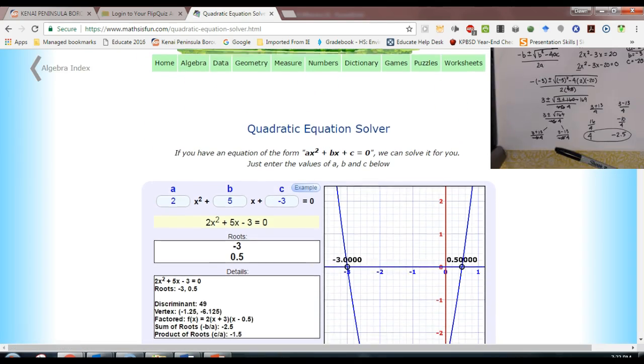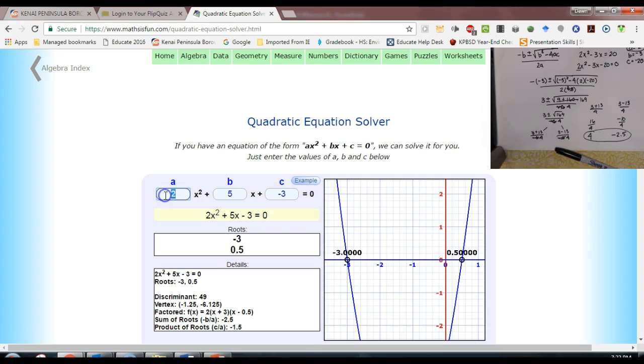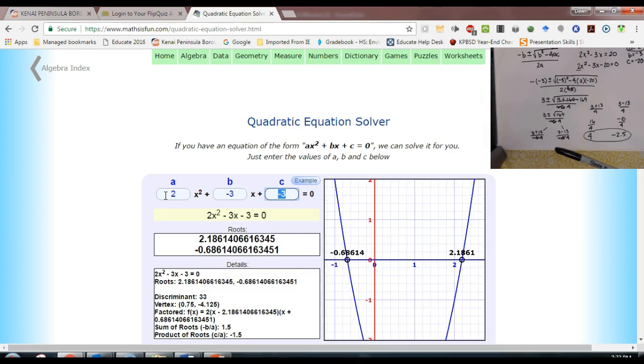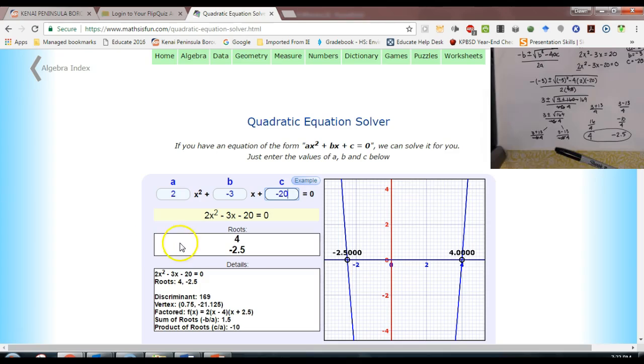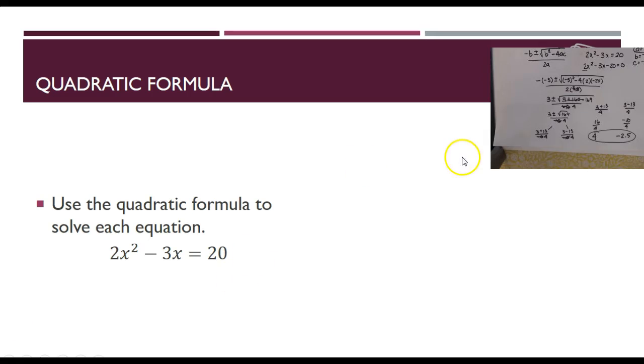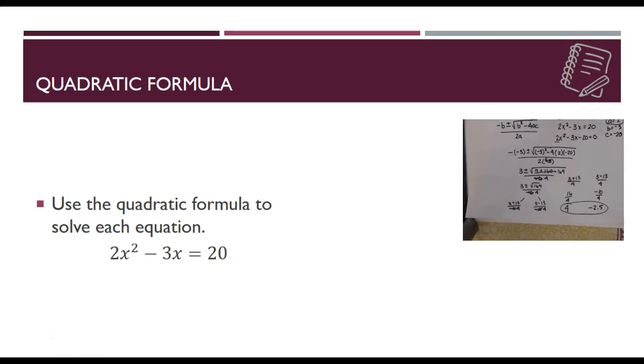And all that you need to do then is to go in and put in your A, B, and C values. So I'm going to put in my A, remember, was 2, my B value was negative 3, and my C value was negative 20. And when I do that, you'll notice first it graphs my equation, and it shows me that my roots for this parabola are at 4 and negative 2.5, which are exactly the two numbers I came up with, so I know that I'm right.